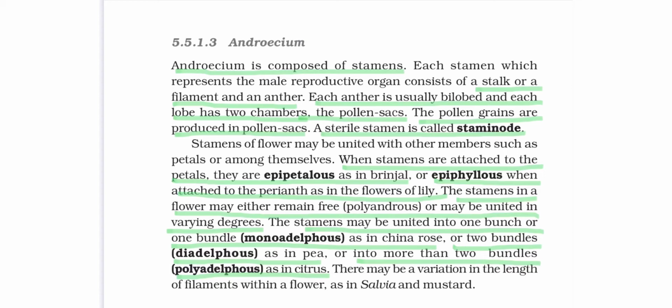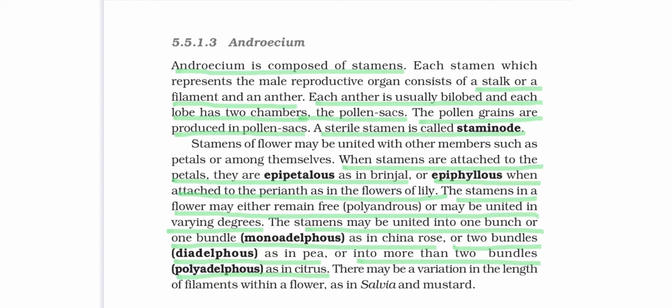Now in some of the flowers, the stamens may be united with other members, such as stamens being united with petals or among themselves. When stamens are attached to petals, they are known as epipetalous. For example, in brinjal, when you see the flower of a brinjal, the epipetalous condition is observed. In the last session we learned in detail about calyx and corolla, and you know that petals are the unit of corolla.